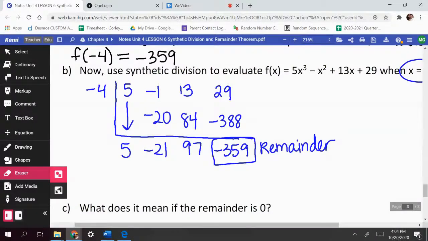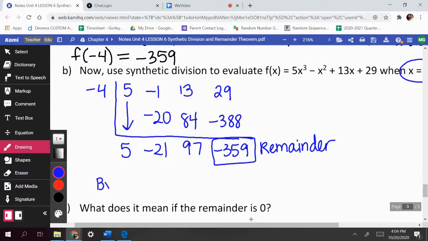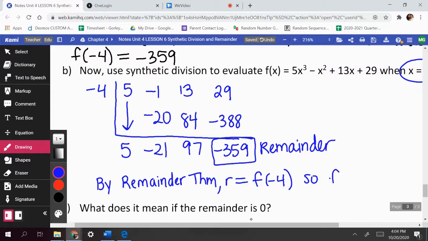Okay, so I'm just going to put a nice sentence at the end here that says, by the remainder theorem, the remainder is equal to f of negative 4. So f of negative 4 must be equivalent to negative 359.